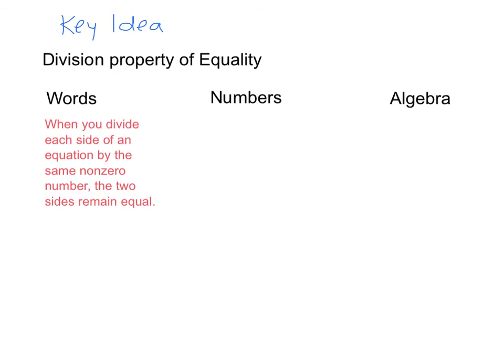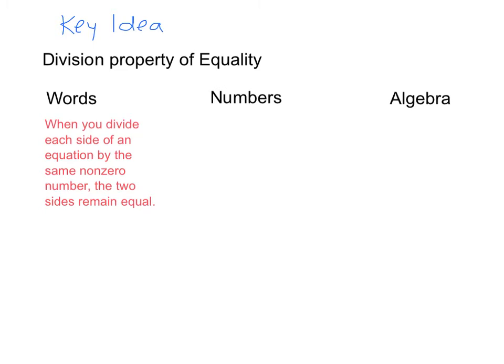Okay, for our last key idea, we've only got one more example after this, and then we're done with this video. But we have the division property of equality. So basically we're talking about the same thing as the multiplication property of equality, and it says when you divide each side of an equation by the same non-zero number, the two sides remain equal.